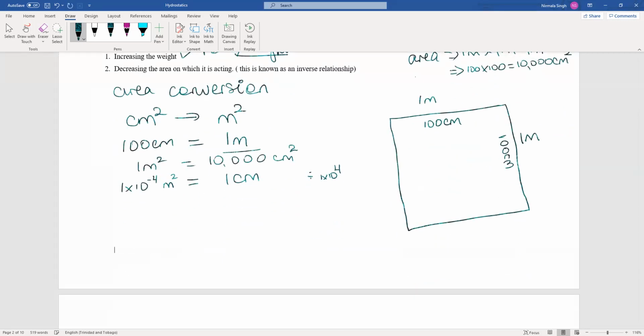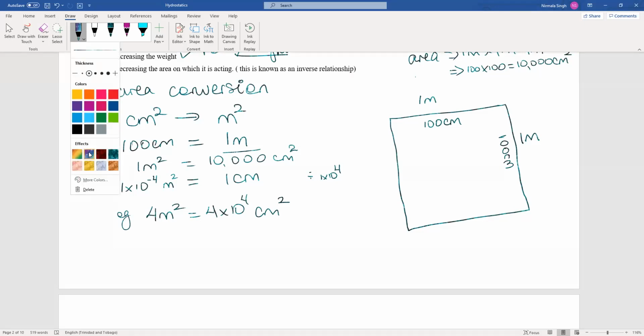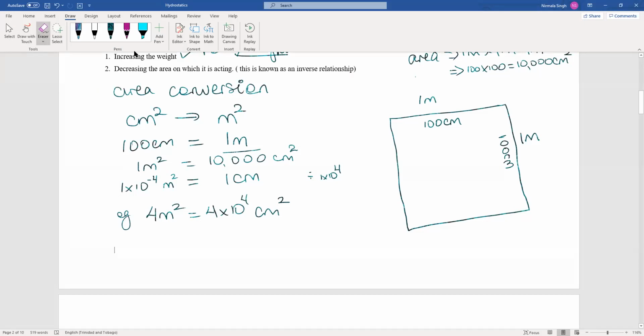So just an example. All right, let's do an example. 4 meters squared will just give us 4 by 10 to the 4 centimeters squared. All right, because you just have to, let's put this in a nice little box to remember. Let's erase this all out.